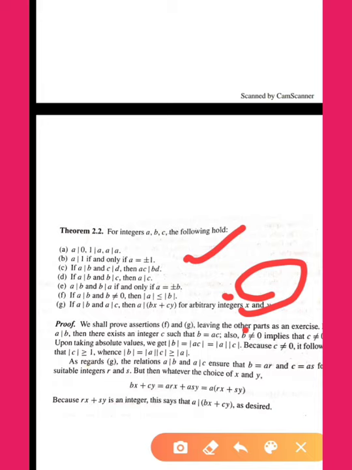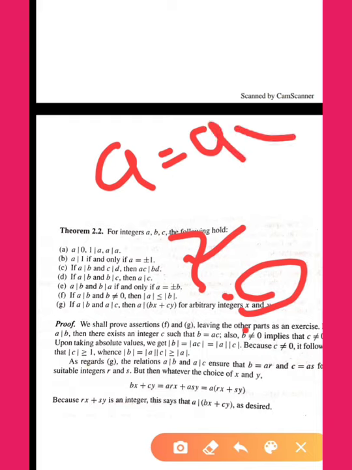The first 5 properties are very easy. For example, to prove a is a divisor of a, we can see that there exists the integer 1, which is the value of c. So these are quite easy and we will leave them, and we prove properties f and g as you can see on your screen.